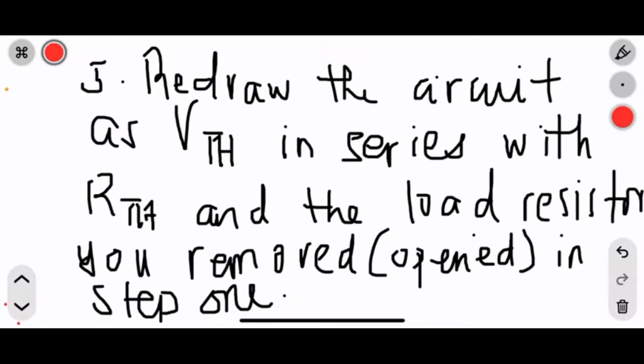So five, after you have found your VTH and your RTH respectively, you convert that circuit they have given you now to what we call the Thevenin's equivalent circuit. It consists of just three major things: your open circuit voltage, which is your VTH, your open circuit resistance, which is your RTH, and your load resistance, which is usually RL. So that's the reason why we find VTH and RTH, so that those are major components of the Thevenin's equivalent circuit, which helps us to solve for the current and the voltage using Thevenin's theorem.